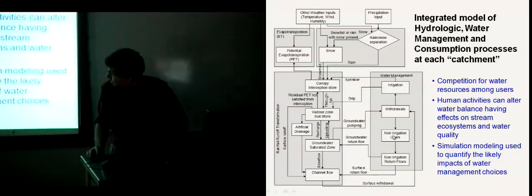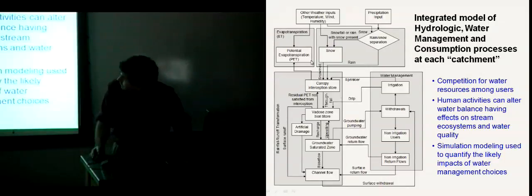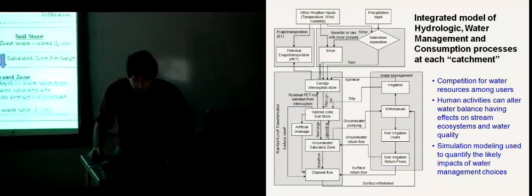Non-irrigation water uses, and then non-irrigation return flows to groundwater and surface water. So we tried to represent many of those things. And then we also had, obviously, the evapotranspiration part of it, potential evapotranspiration driving evaporation from the soil and from the canopy, effectively driven by weather input. So it was an effort to put together a lot of what was there.